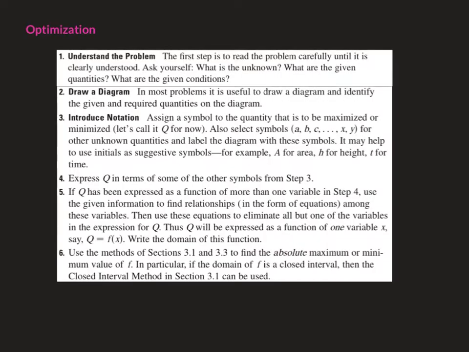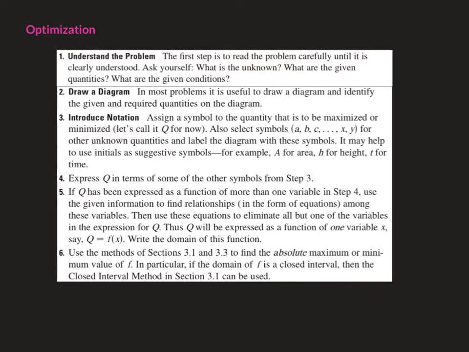Now let's talk about some steps for optimization. The first thing I would like you to do when solving a problem of optimization is to understand the problem. You need to identify what is the unknown, what are the given quantities, and what are the given conditions. They are going to give you a bunch of information, and you need to be able to discern which information is relevant and which one is not.